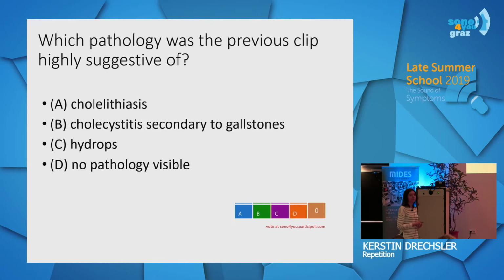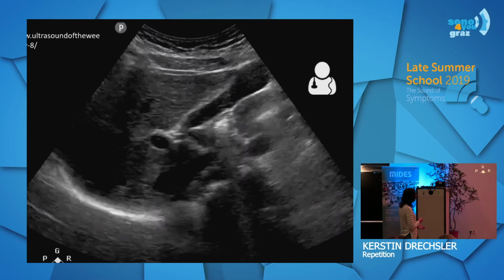So what's the problem of this patient? Is it a cholelithiasis, a cholecystitis second to cholelithiasis? Is it a hydrops, or is there no pathology at all? So who votes for A? C? And D? So there are actually some people who voted for D. That's perfect. So there is no pathology at all.